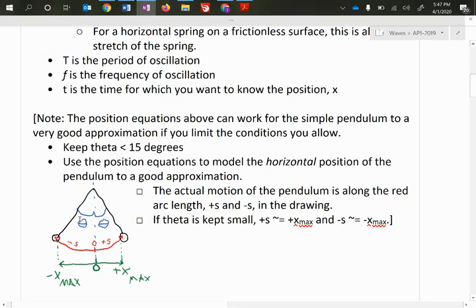So as long as these angles theta are small, this arc length negative s and this length negative x max are really close to each other. As it swings over this way, this positive arc length s and this length positive x max are really close to each other. So we can use those equations above to find the horizontal position for a very good approximation. It won't be perfect, but as long as the angles are small, it's going to be really darn close. So that's a new thing.